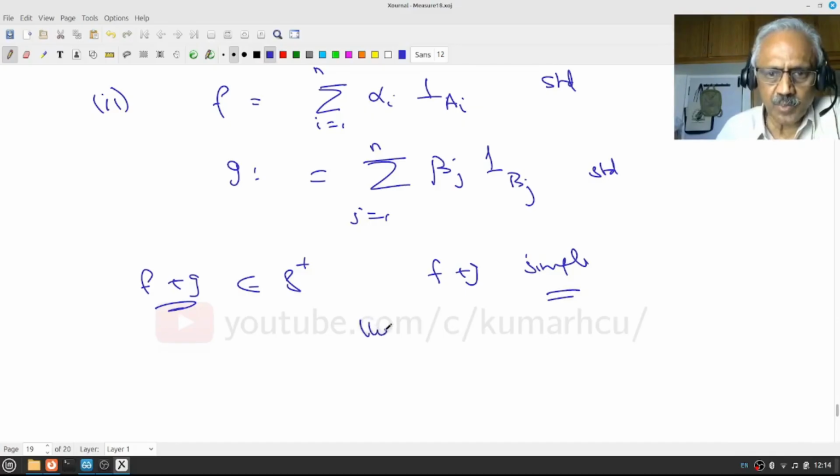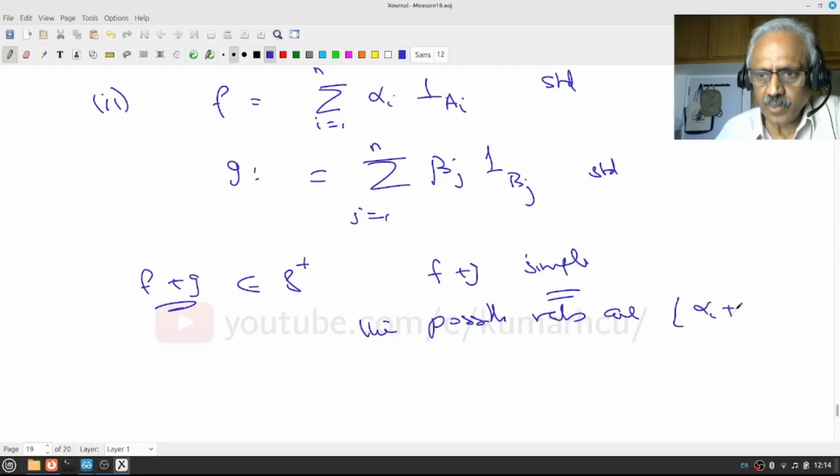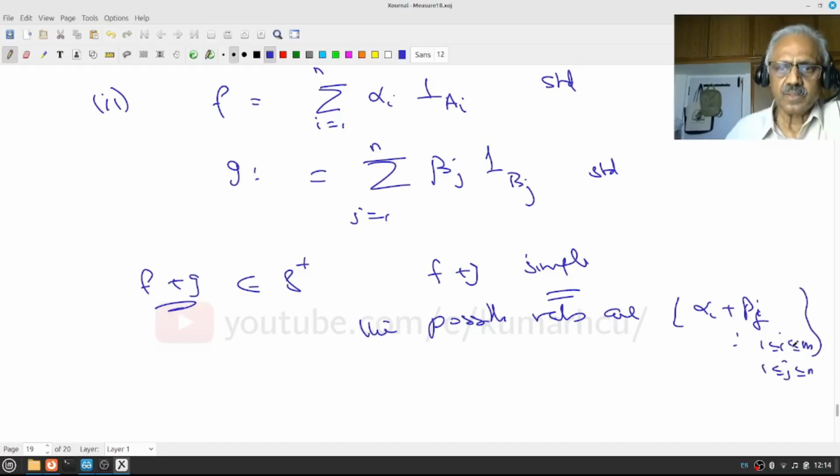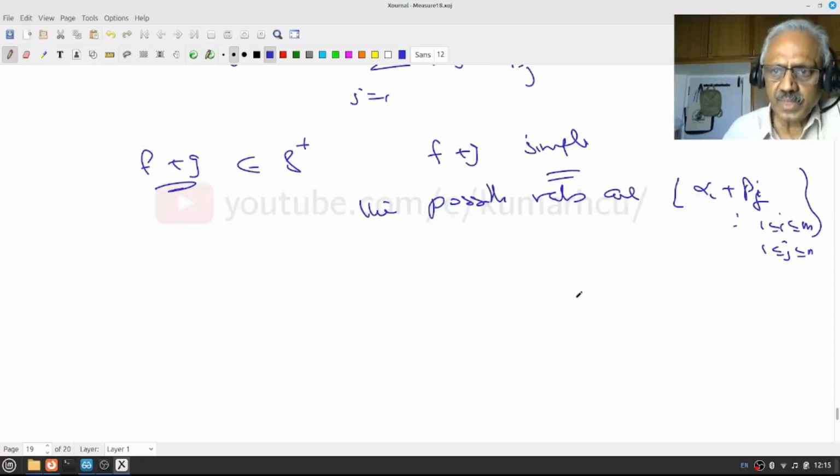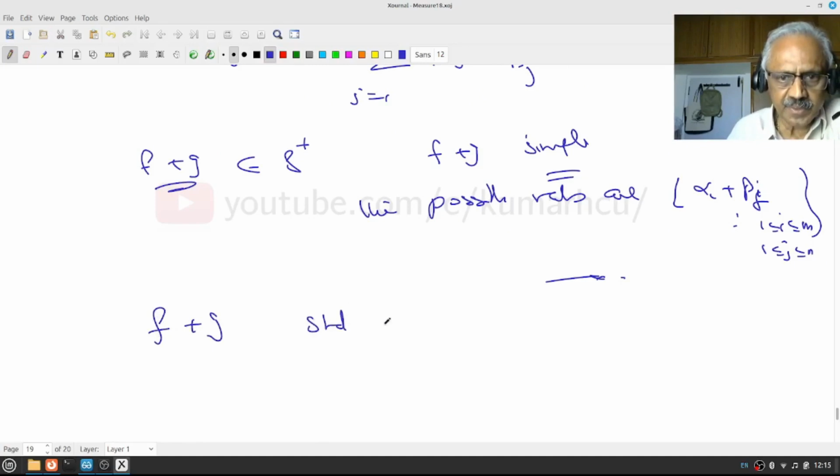And the possible values are alpha_i plus beta_j, where 1 is less than or equal to i, less than or equal to N, and 1 is less than or equal to j, less than or equal to N. Possible values, since not all values may be taken. All these things we had already seen. Now the interesting thing is that I may not find the standard representation.